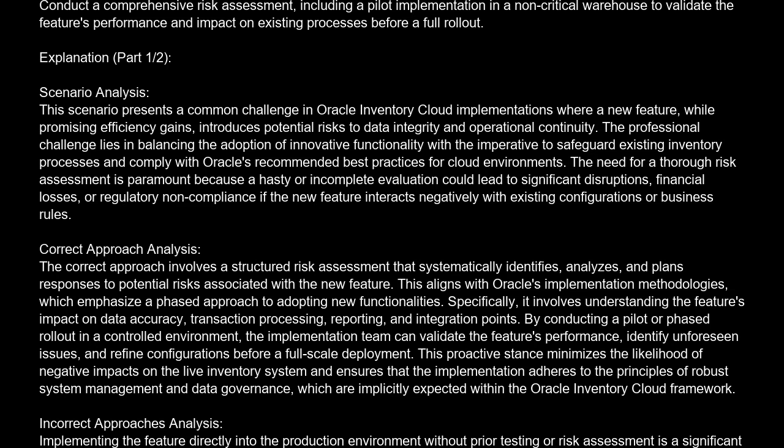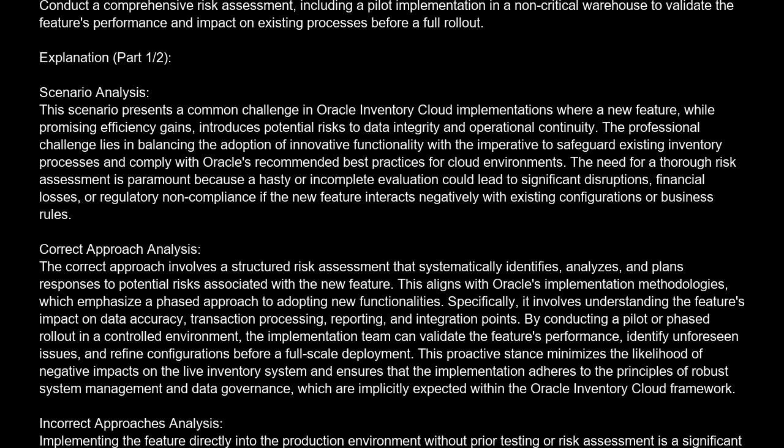Correct answer is C. Conduct a comprehensive risk assessment, including a pilot implementation in a non-critical warehouse to validate the feature's performance and impact on existing processes before a full rollout. Explanation: Scenario analysis. This scenario presents a common challenge in Oracle Inventory Cloud implementations, where a new feature, while promising efficiency gains, introduces potential risks to data integrity and operational continuity.